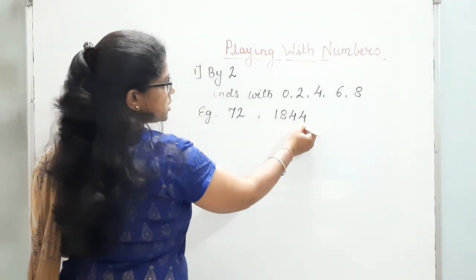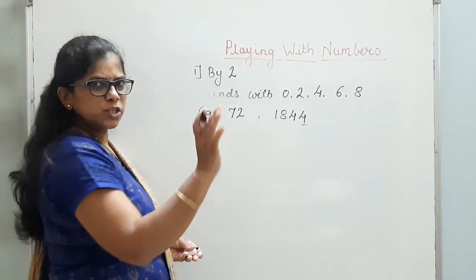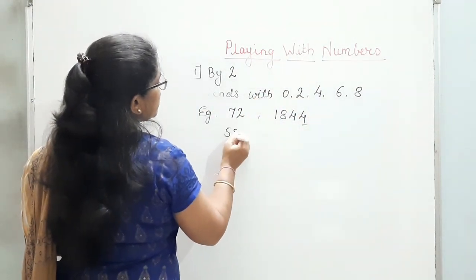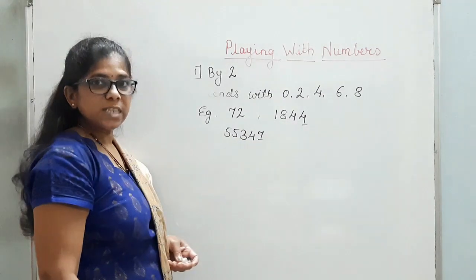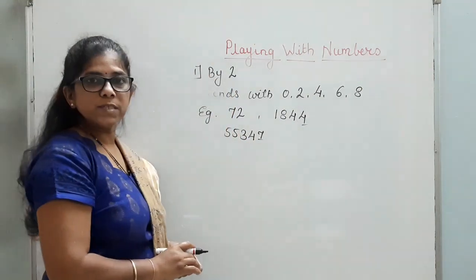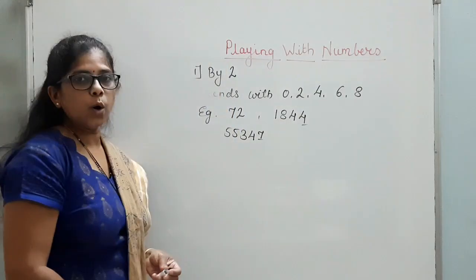1844. Units place is 4. Yes, the number is divisible by 2. No need to check by the actual division. If the number is 55,347, the units place is 7 here. It's an odd number. This means the number is not divisible by 2. So this is how we check whether the given number is divisible by 2 or not.